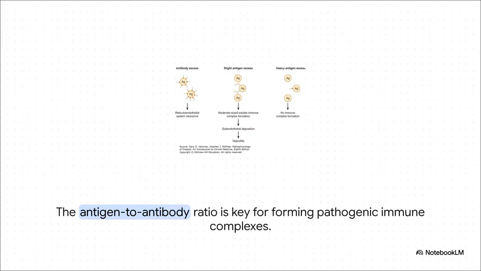This slide illustrates a point that is so crucial for understanding diseases like vasculitis. It's not just about having antigens and antibodies around. It is all about the ratio. It's kind of like a Goldilocks situation.